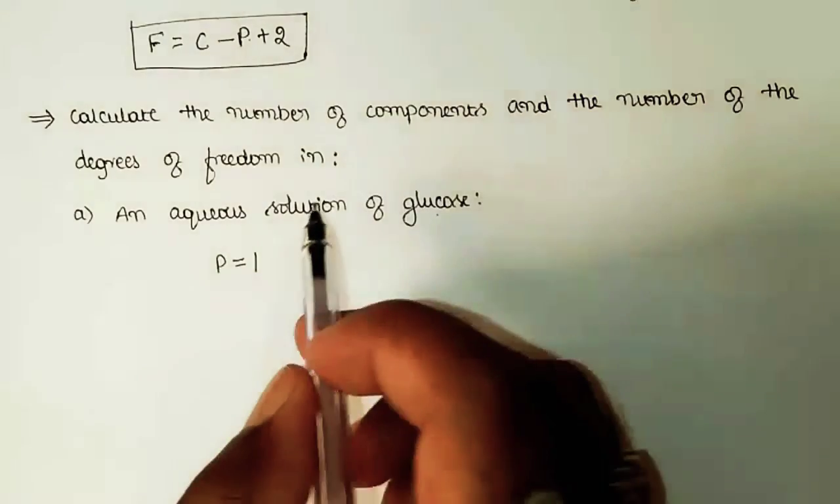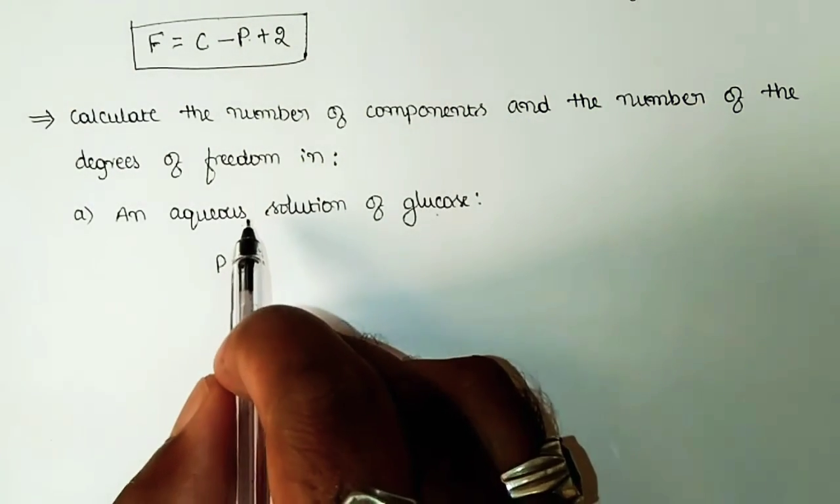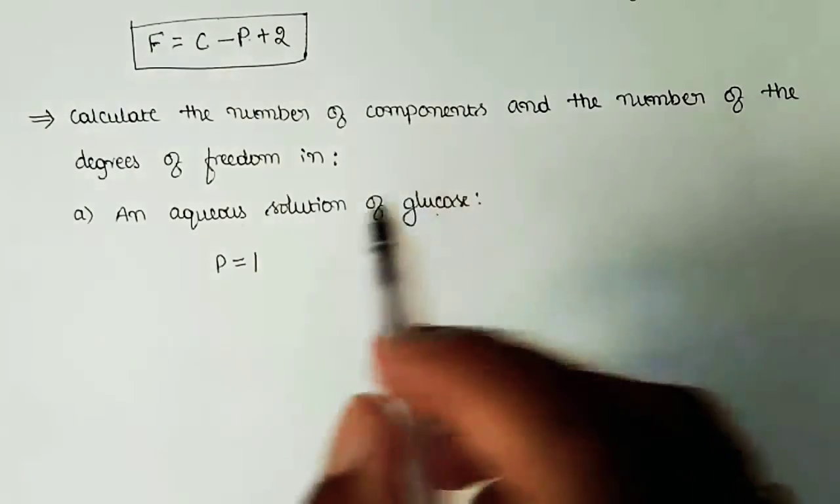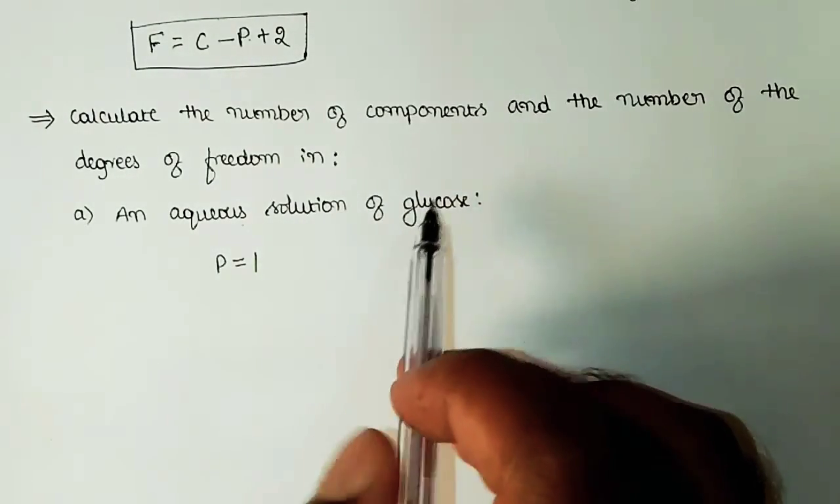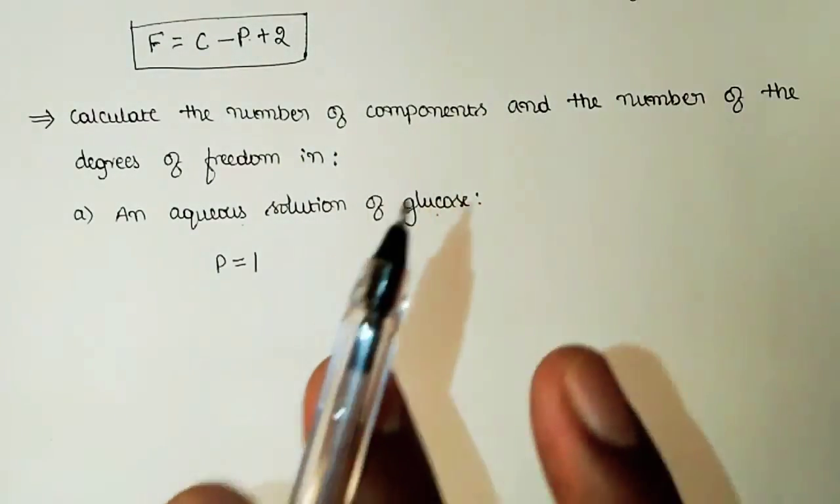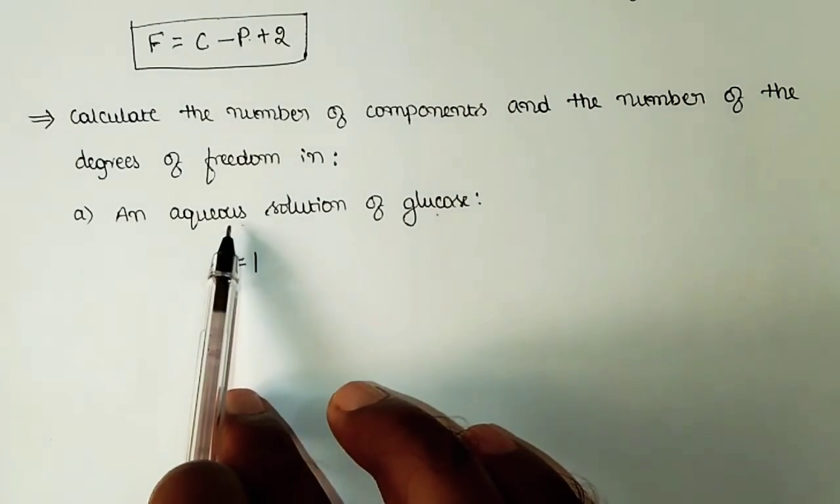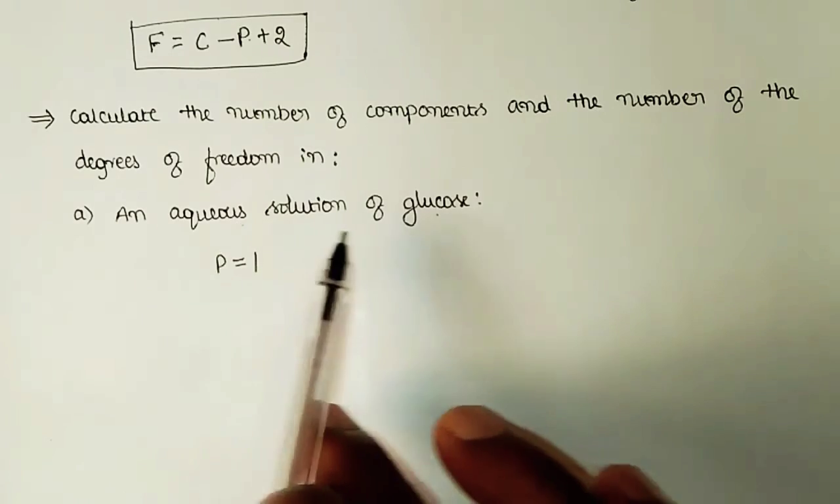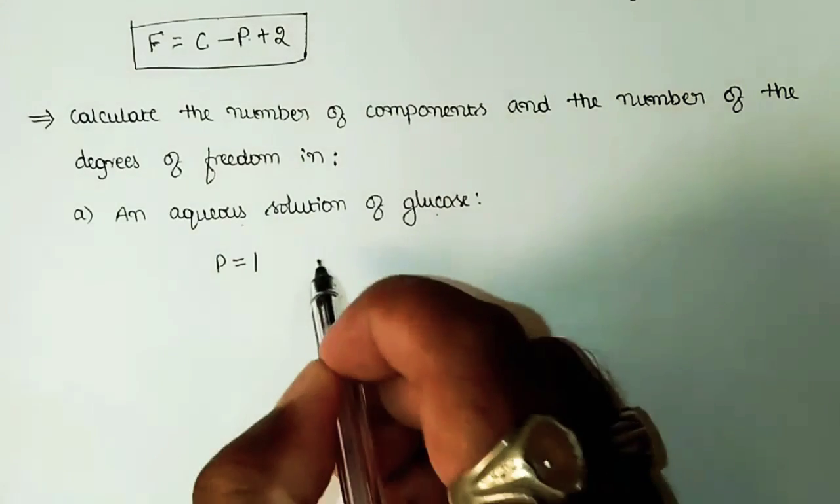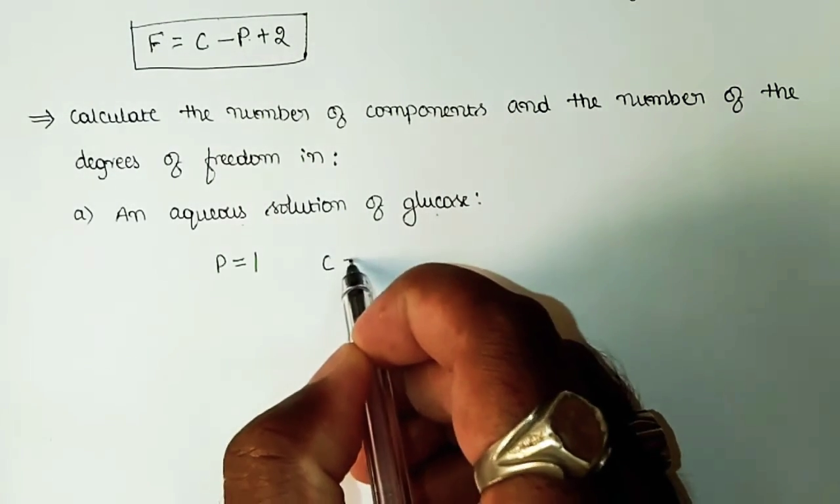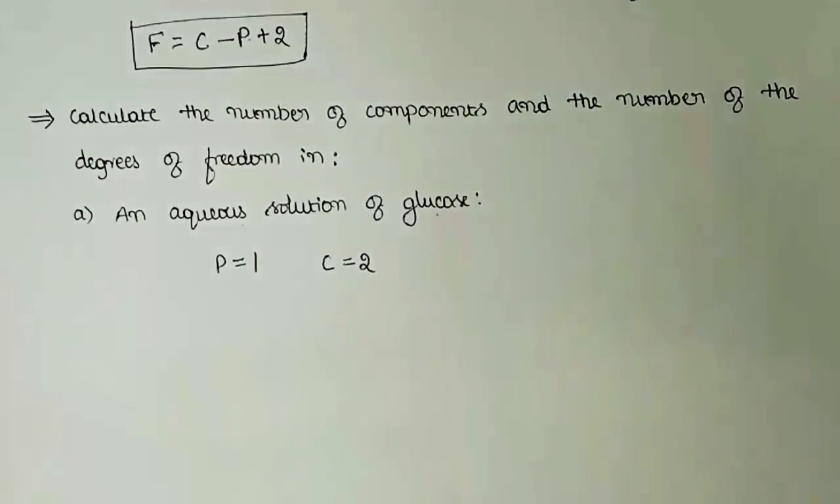Okay, and now we need to get the number of components in the system. For calculating the number of components, we can go with the individual chemical composition. So water is a distinct chemical composition and glucose is a distinct chemical composition. So the number of components will be equal to 2.